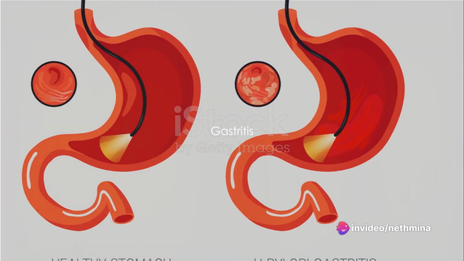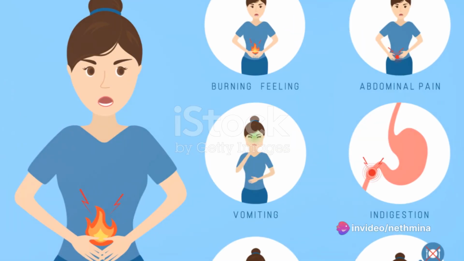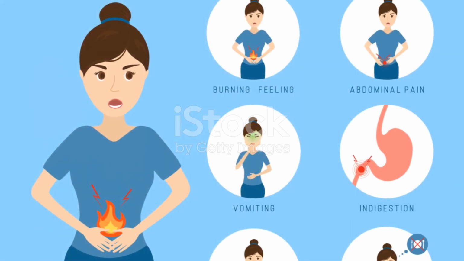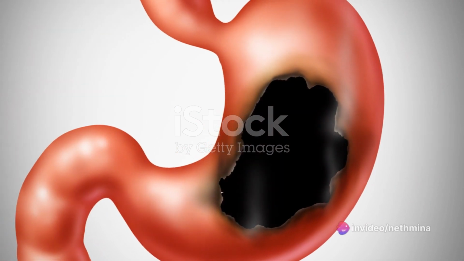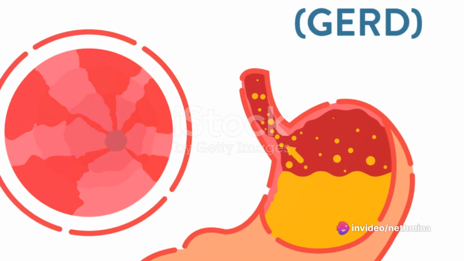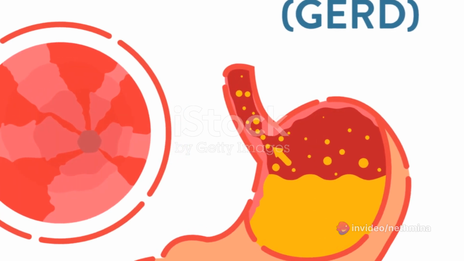Now, you might be wondering, what exactly is gastritis? Well, in simple terms, it's an inflammation, irritation, or erosion of the stomach lining. Think of the stomach lining as a protective barrier against the acids that help digest food. When this barrier gets inflamed or damaged, that's when gastritis comes into play.